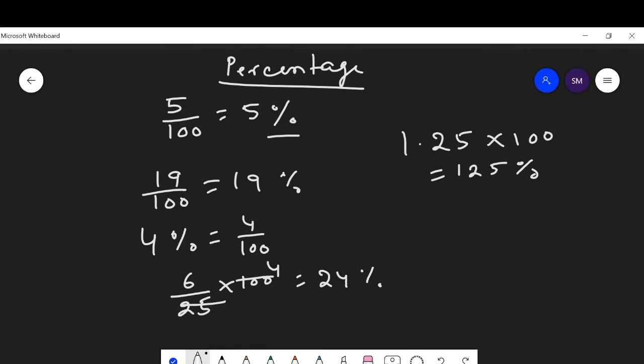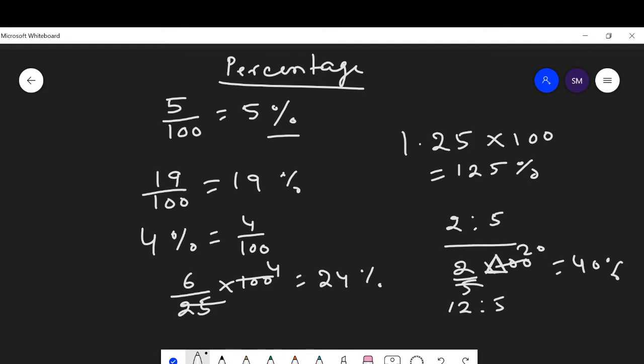How can we convert a ratio into percentage? Suppose 2 is to 5. We have to convert it into percentage. 2 is to 5 means 2 upon 5 into 100. This is 20, which is equal to 40%. In this way, suppose we are given 12 is to 5. We have to convert it into percentage. Then 12 upon 5 into 100. Then this is equal to 240%. This is the symbol of percentage.